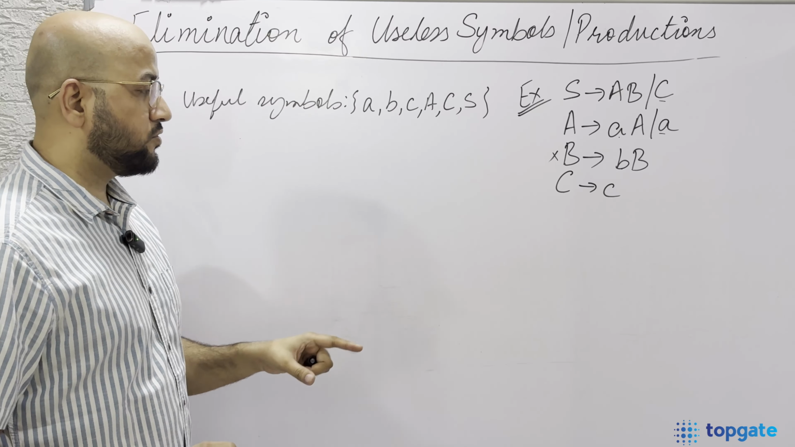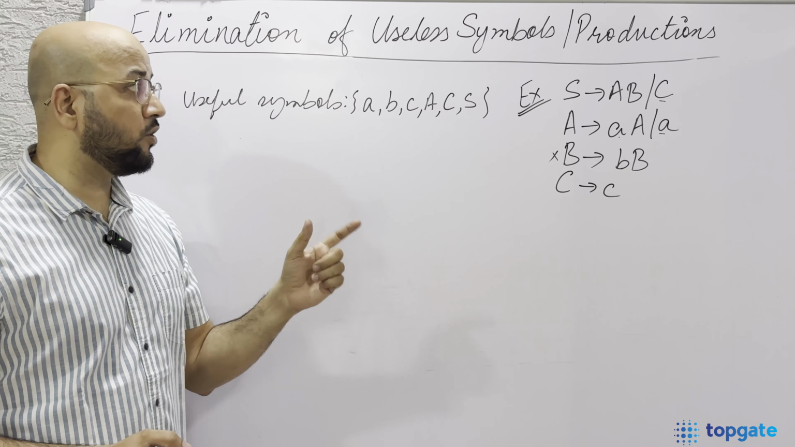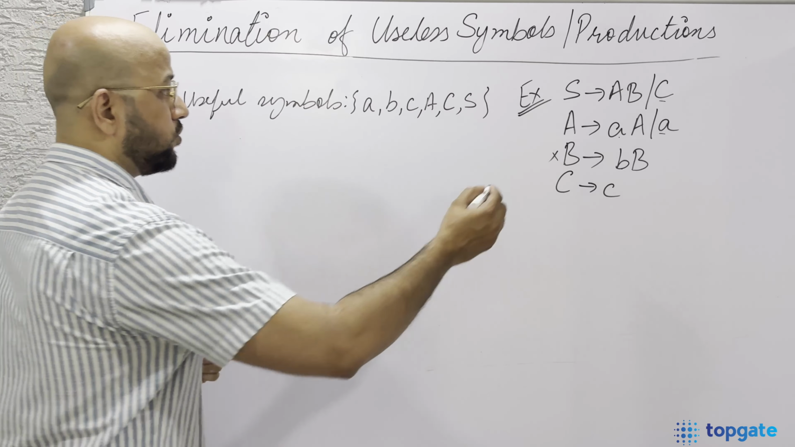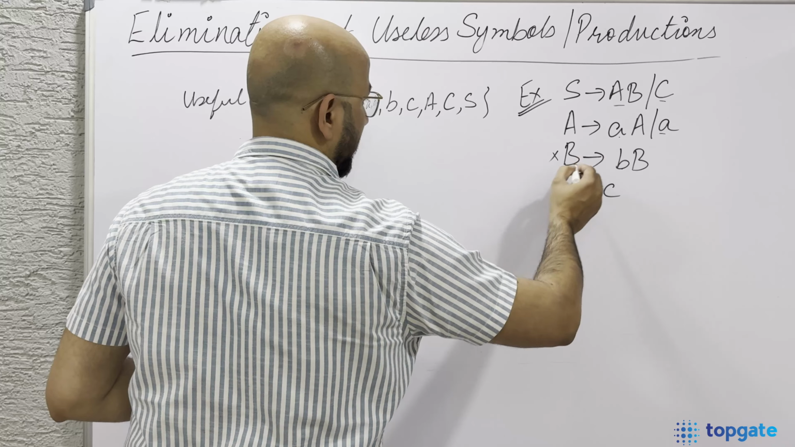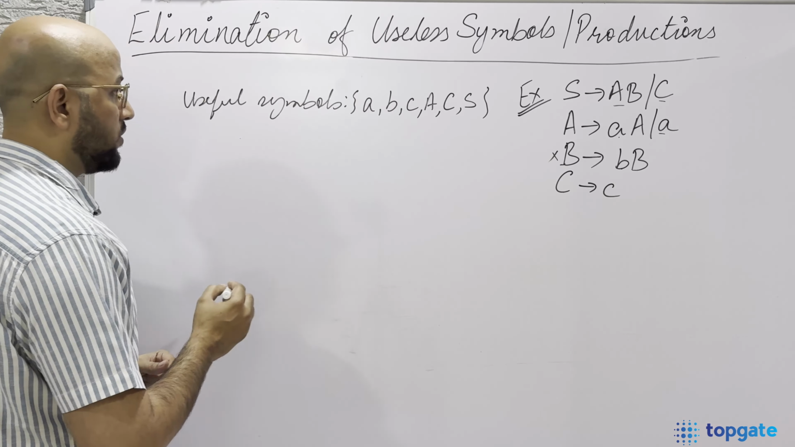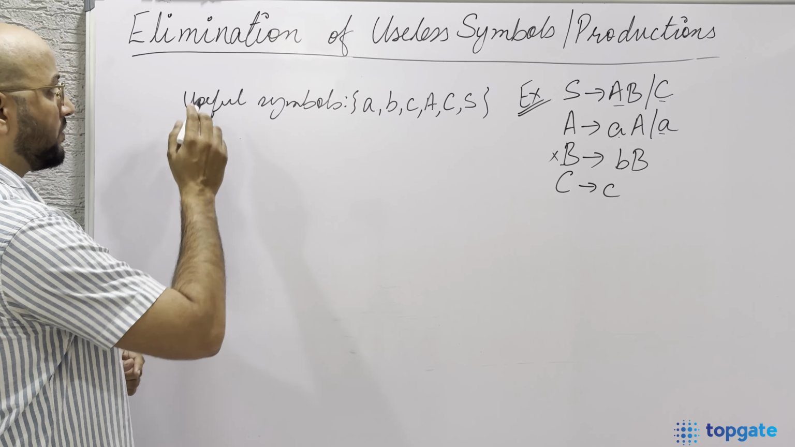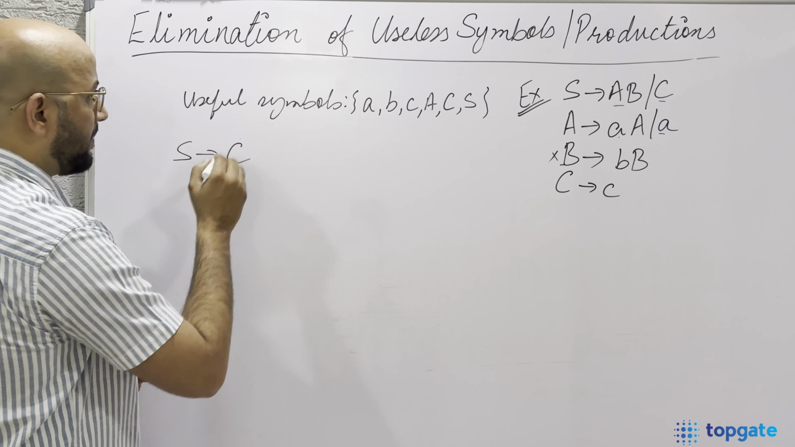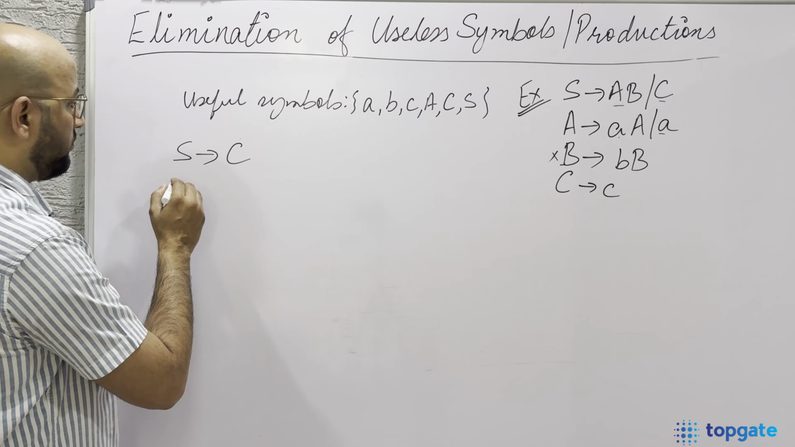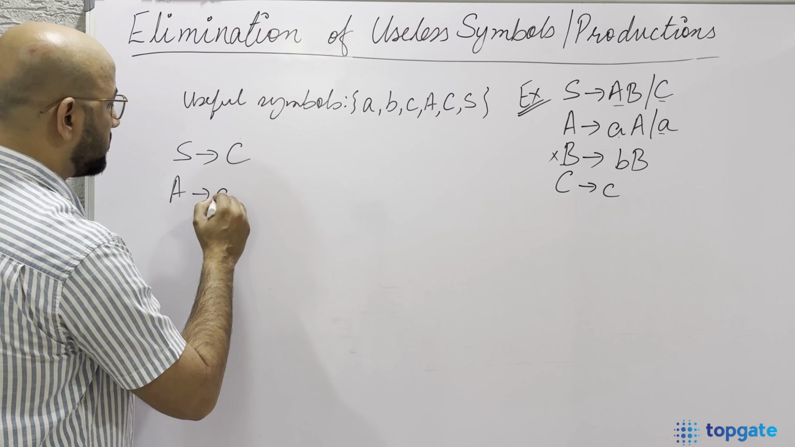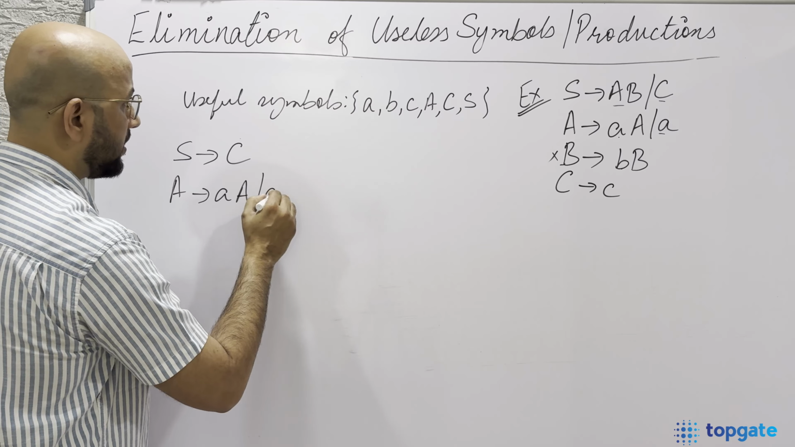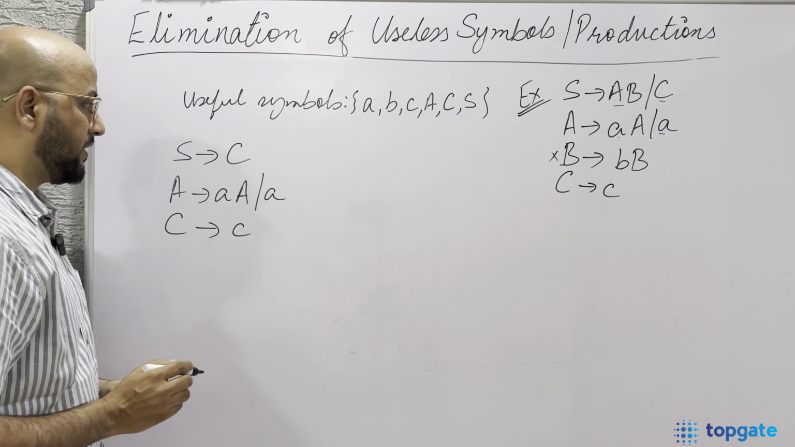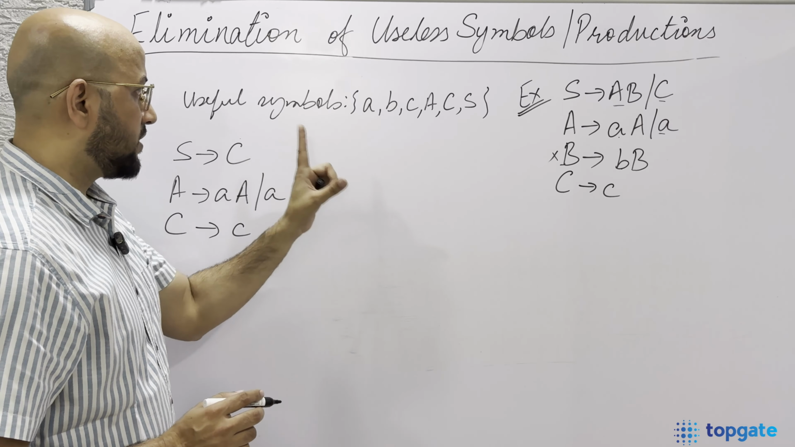And all the production rules wherever we find capital B on the right hand side have to be eliminated. So we can eliminate this one and this one. The final list of productions that I'll get after the removal of useless symbols will be S tends to capital C, and then we have A tends to small a, capital A slash A, and then we have C tends to small c. Clear? Okay, so now step 1 is complete.